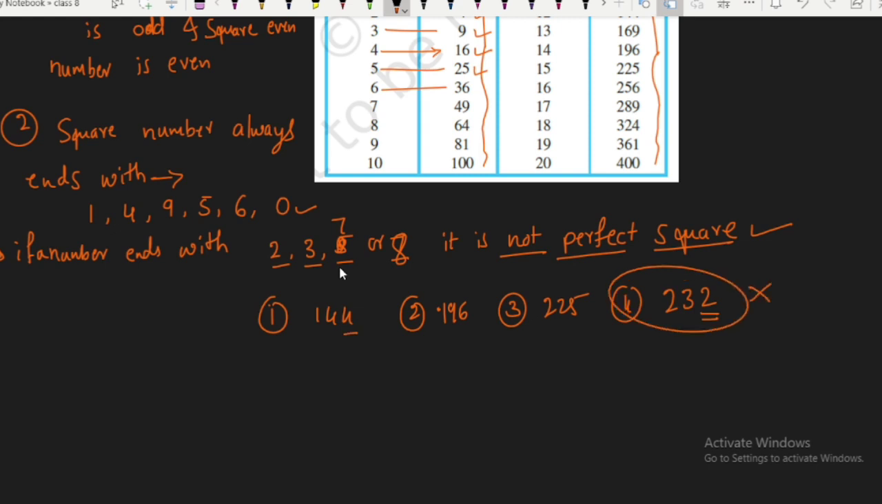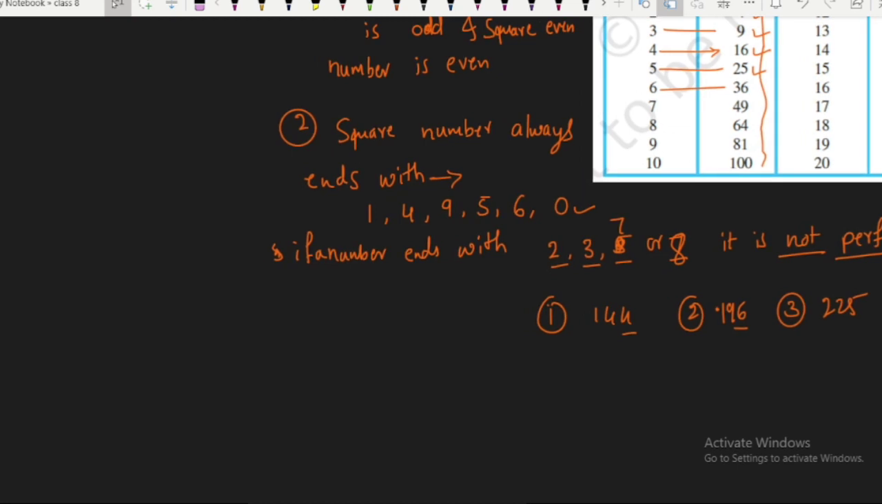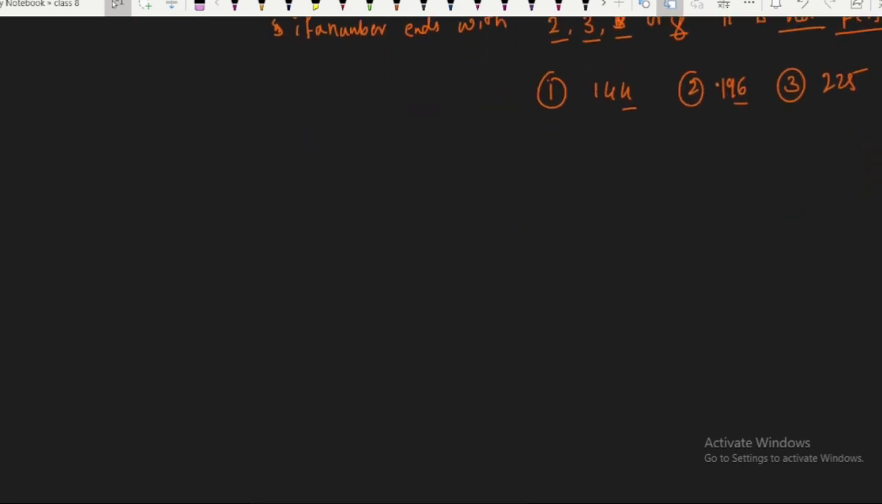So among the other numbers, if the remaining numbers are square numbers and one number is not a perfect square, you just have to check its unit digit. If it is ending with 2, 3, 7 or 8, then it is not a perfect square. Okay, this is an important property you have to remember. Next we are going to see about the unit place of a square number.